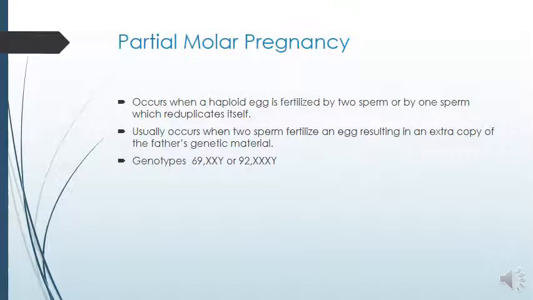In a partial molar pregnancy, this occurs when a haploid egg is fertilized by 2 sperm or by 1 sperm which reduplicates itself. Usually what happens, however, is that it's 2 sperm fertilizing 1 egg, resulting in an extra copy of the father's genetic material. And genotypically, the resulting fetus would have 69 chromosomes or 92 chromosomes.